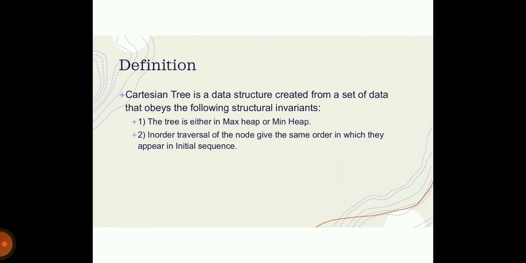So we already know that min heap is a complete binary tree in which the values in each internal node is smaller than or equal to the values in the children of that particular node. Or max heap is a complete binary tree in which the values in each internal node are greater than or equal to the values in the children of that node.